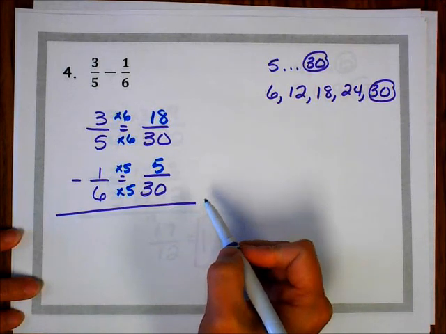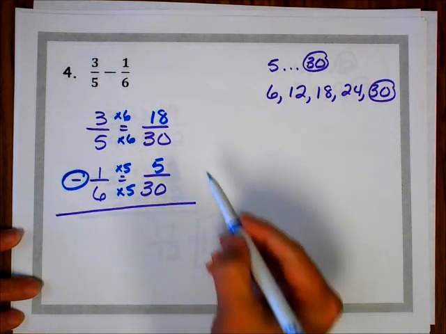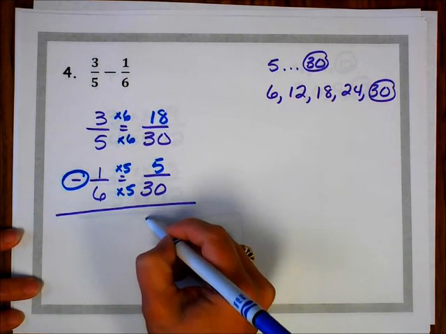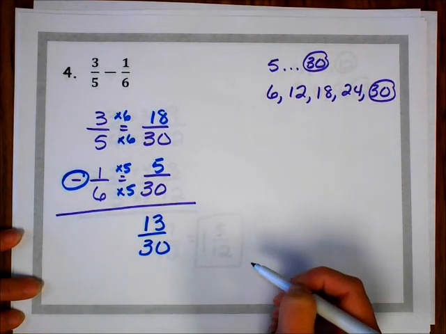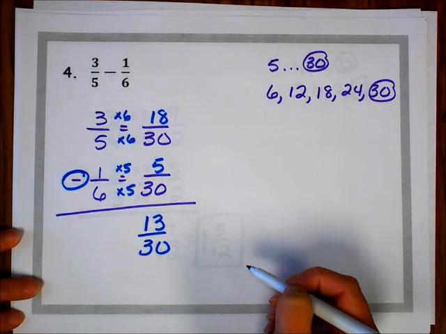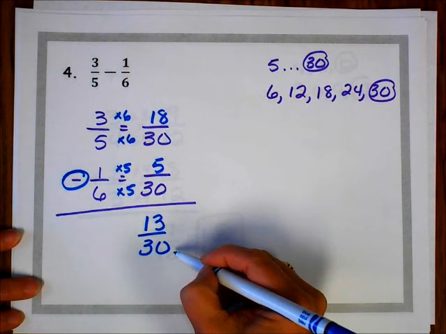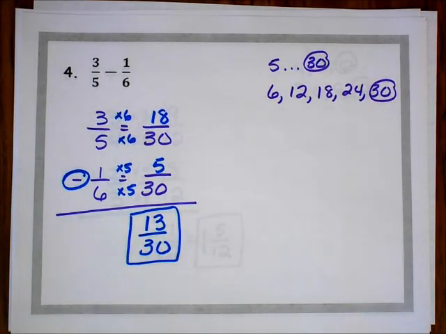Make sure you're paying attention. This one is a subtraction problem, so I'm going to subtract. 18/30 minus 5/30 is 13/30. Notice that my numerator is prime and it will not divide evenly into the denominator, so I know that my fraction is in simplest form.